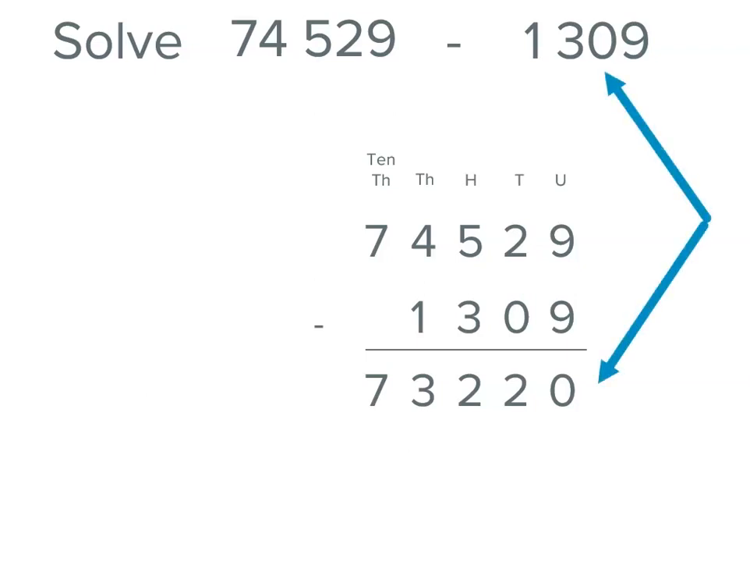1,309 to check that you get 74,529. That's a great way to check that you've worked it out correctly.